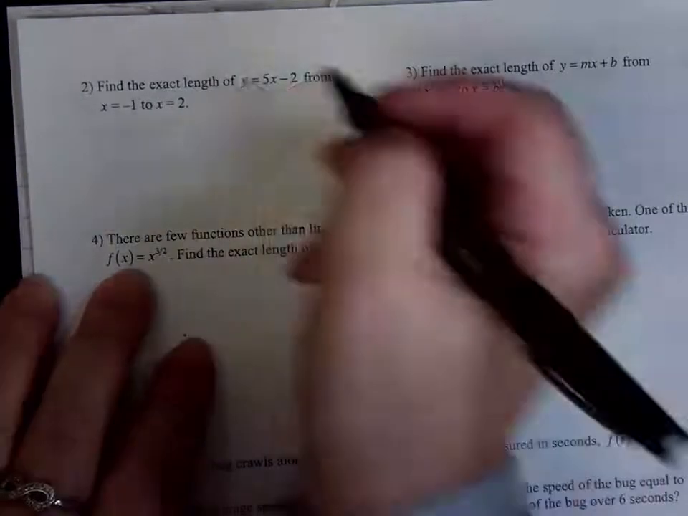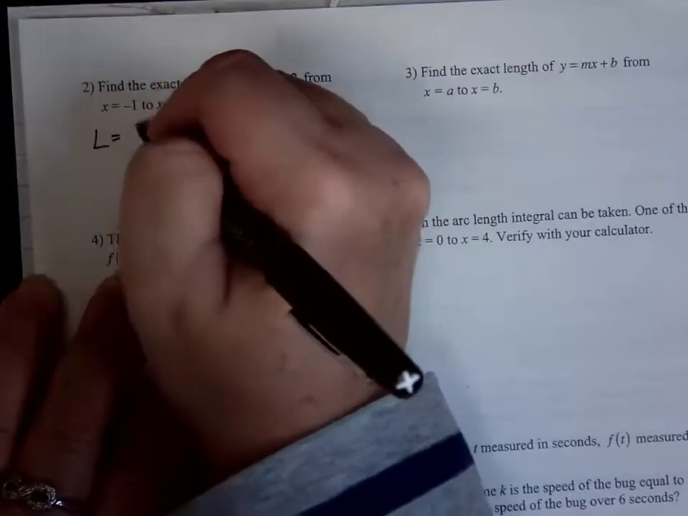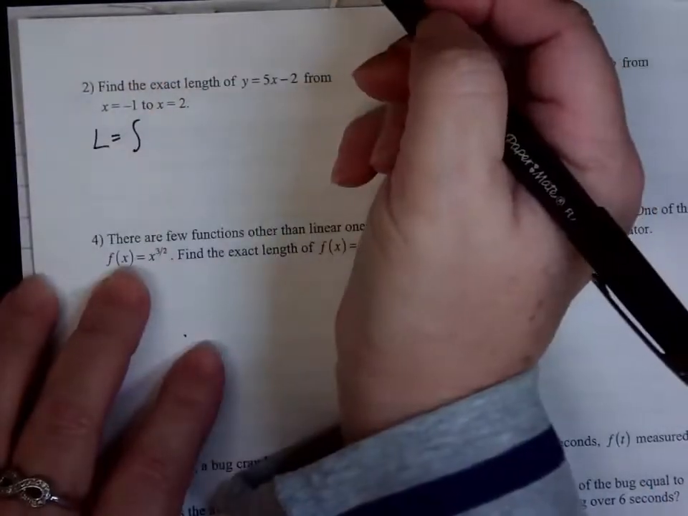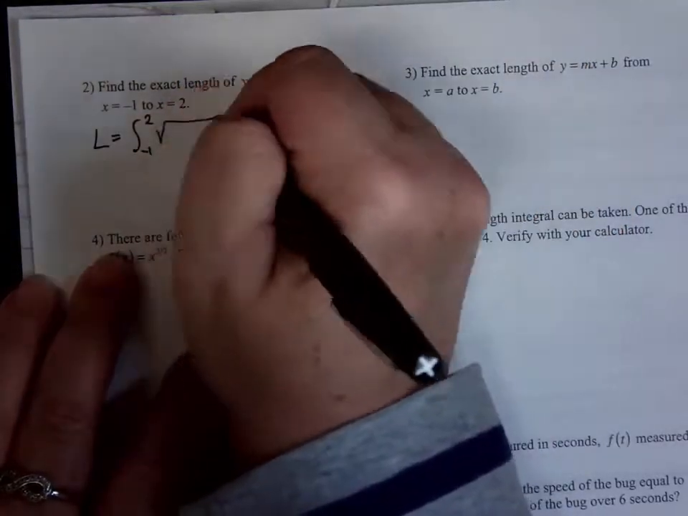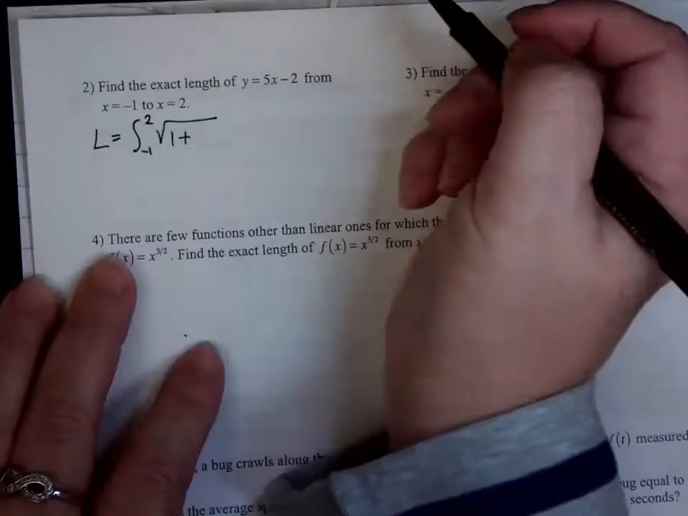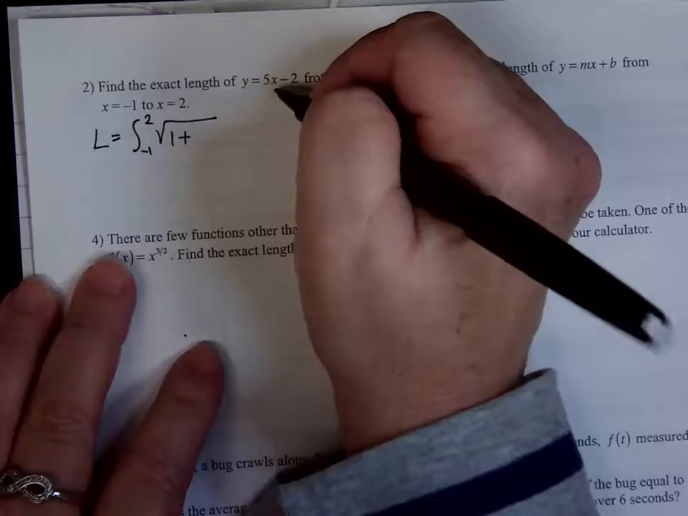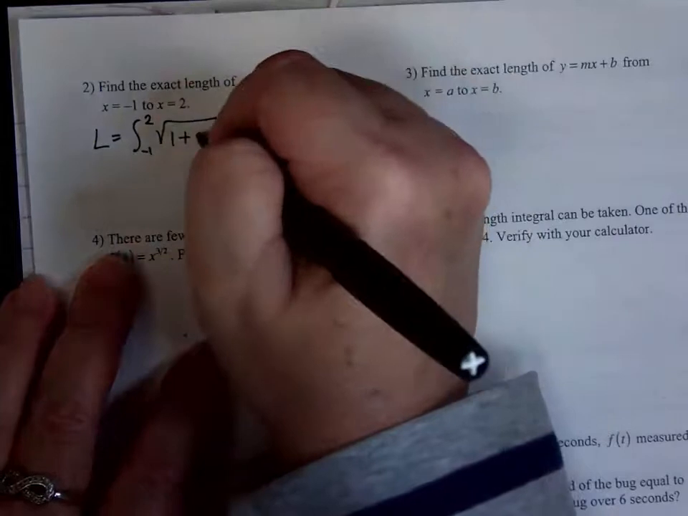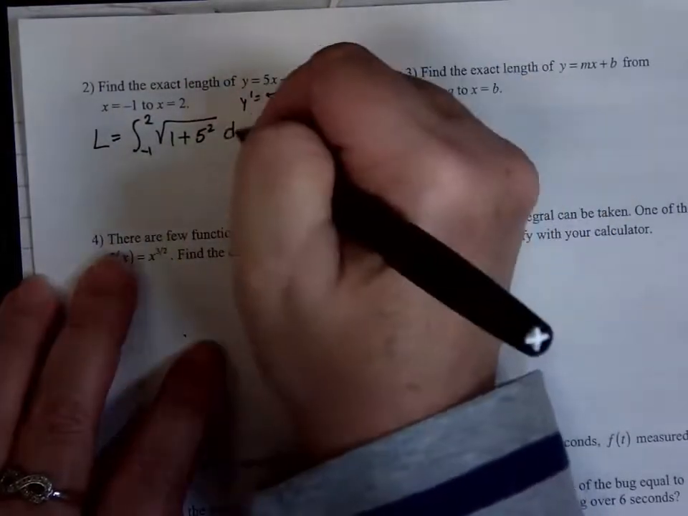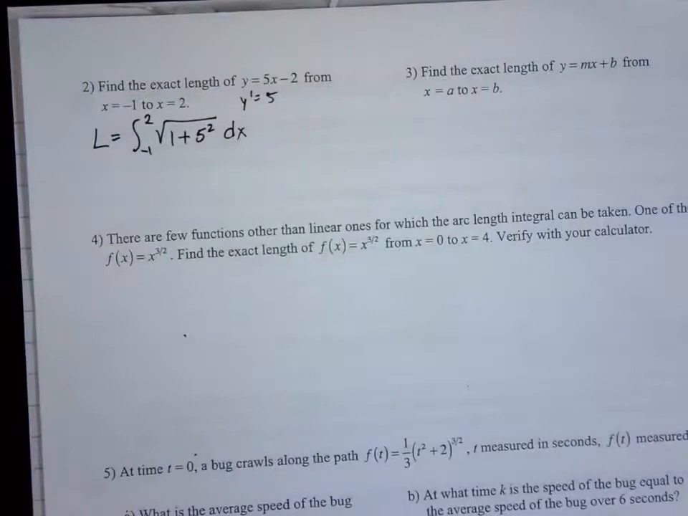So, based on the formula, the length will be the integral from where to where? Negative 1 to 2 of the square root of 1 plus the derivative squared. What's the derivative of this? 5. It's just 5. So it is going to be 5 squared dx. Now, unlike what we've been doing for the last week, volumes of revolution, remember, sometimes it was dx and sometimes it was dy, and you always had to go and figure it out. Nice thing about this, it's always dx. Always. Okay? Because it's only one-dimensional.